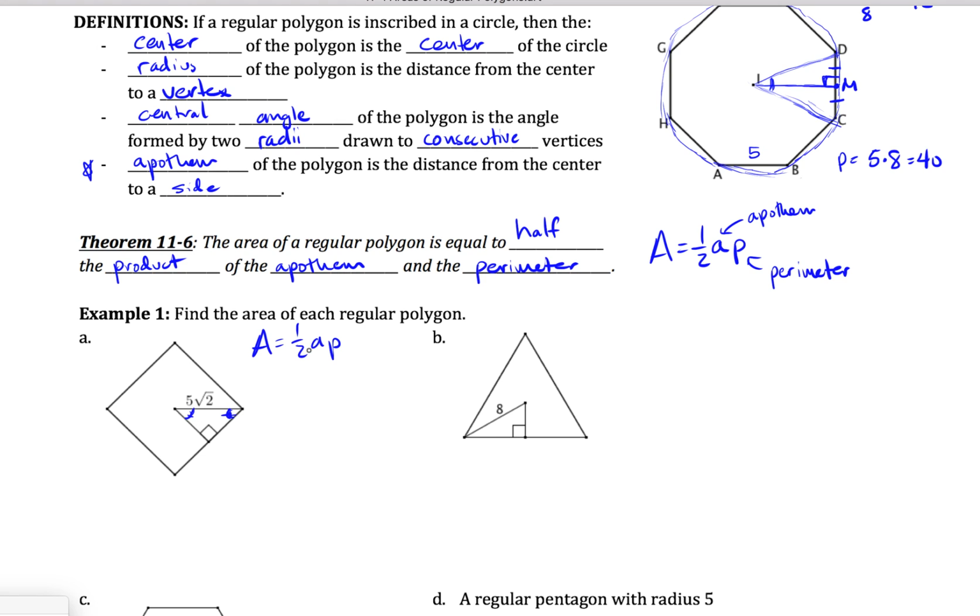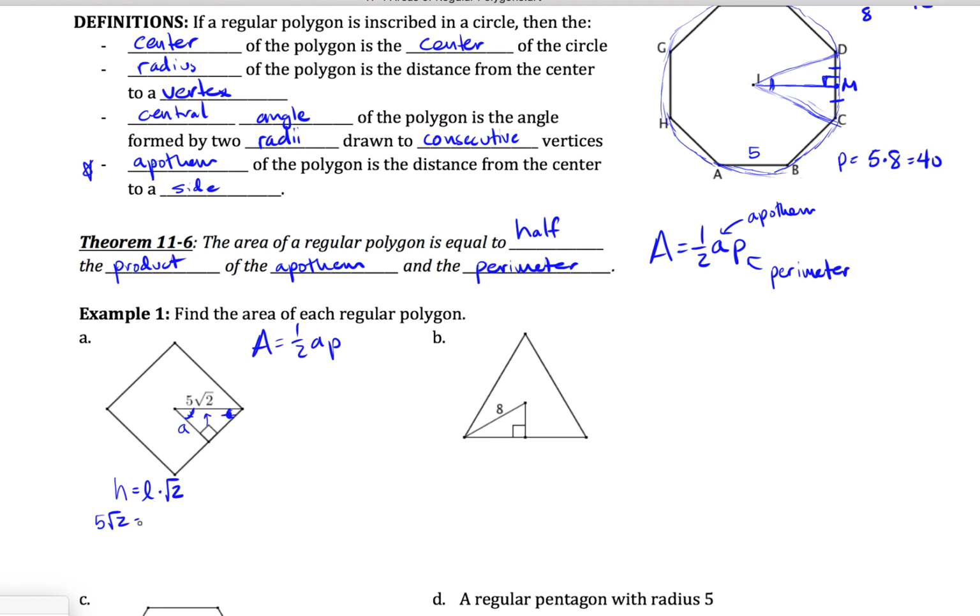And if we're going to use this formula, we need to know this distance because that is our apothem right there. And we're also going to need to know this distance because that's going to be half of one of the sides. And we'll need to know a side length so we can figure out the perimeter. Thankfully for us, we remember that in a 45, 45, 90, the hypotenuse will be the leg times the square root of 2. And this 5√2 is obviously the hypotenuse of this 45, 45, 90.